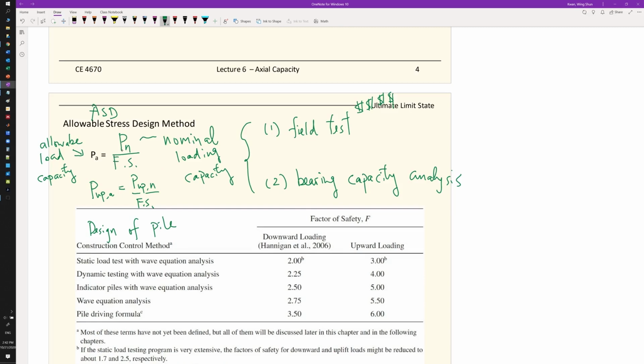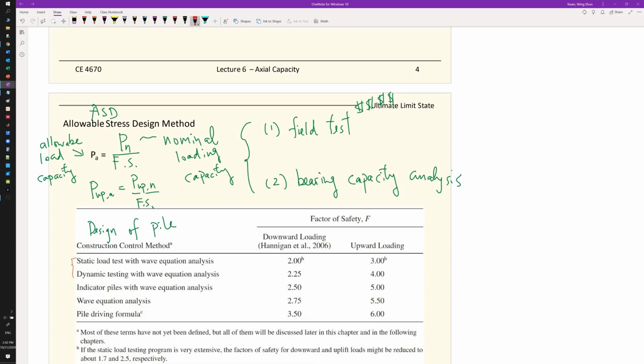So you need to understand where the factor of safety comes from, and what kind of uncertainties you have, and also you need to understand how to come up with the nominal loading capacity. And you have two ways, either field test or bearing capacity analysis. And the factor of safety, again, if you can see on this table, if you have a static loading test, this is kind of like the field test.